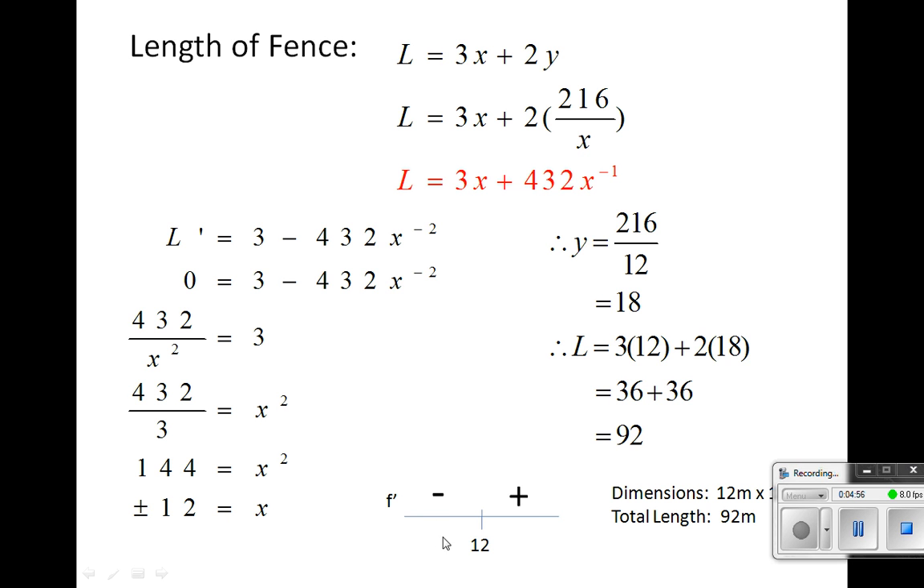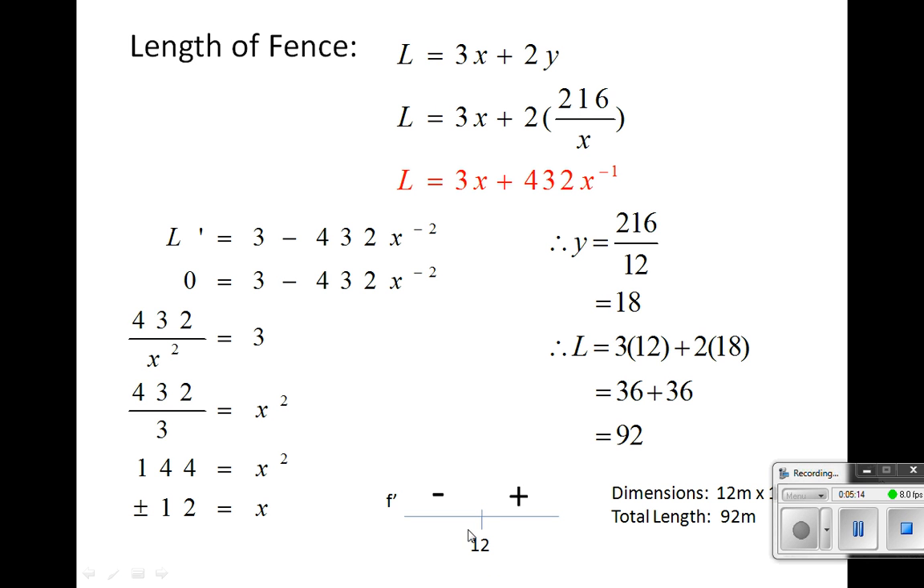So you picture your curve going down and then at 12 it flattens out, and then after 12 it comes up. That must make 12 a minimum. If it goes down for negative and up for positive, right here at 12 in the middle must be a minimum. Okay, which is good. That's what we were asked for, to minimize the length of fencing.